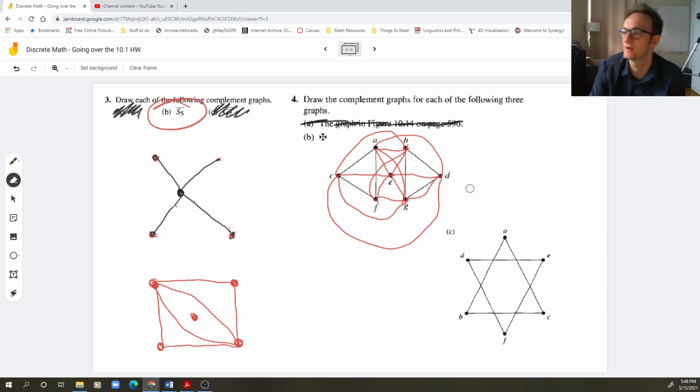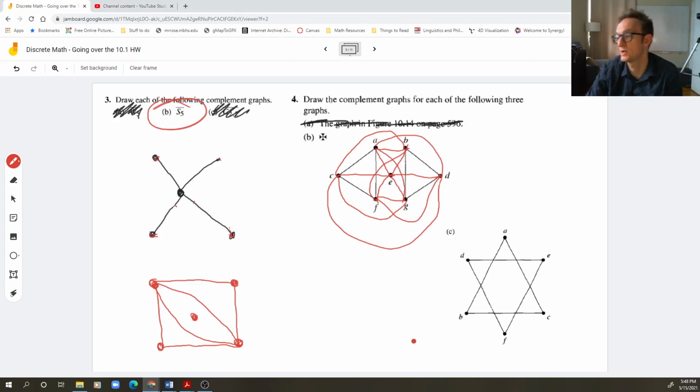Oh, I did find a mistake. G and D were already connected. Hold on. I want to at least be right if I'm not being efficient. 1, 2, 3, 4, 5, 6. What am I missing? F to D? Yeah. F to D, A to D. 1, 2, 3, 4, 5, 6. All right, that's right now, but it looks terrible. All right, I hate this problem.